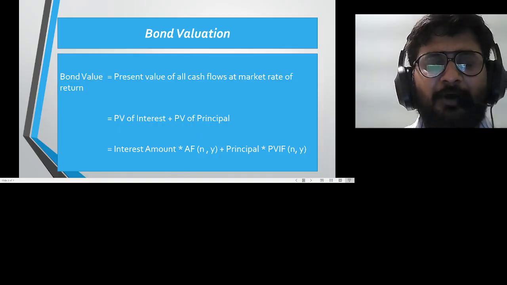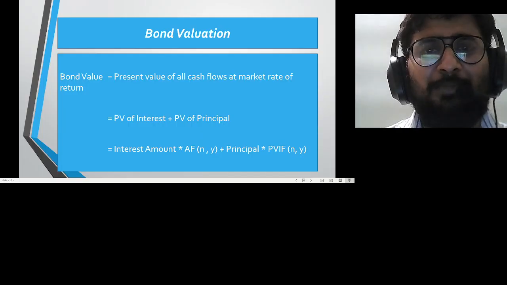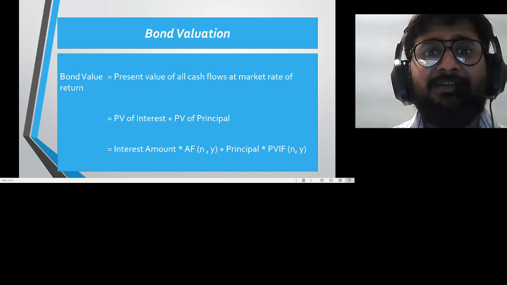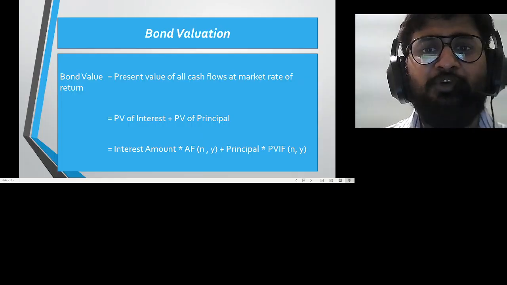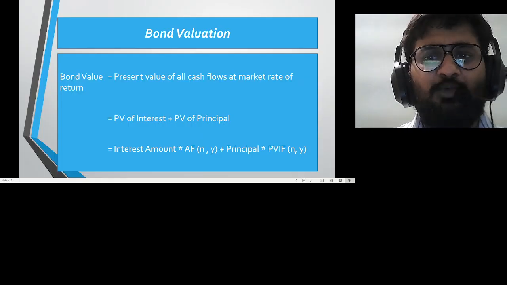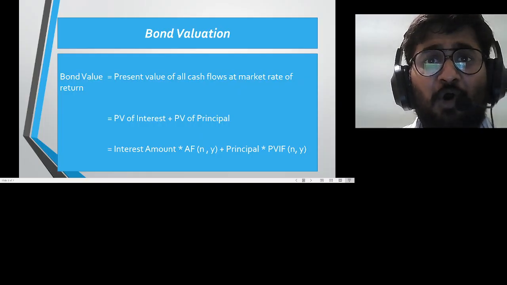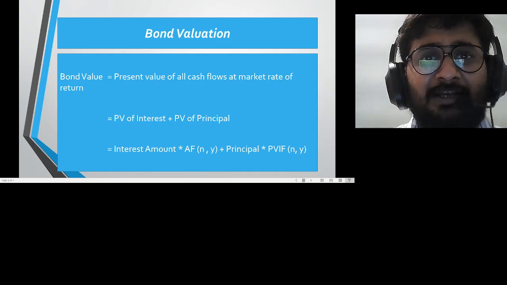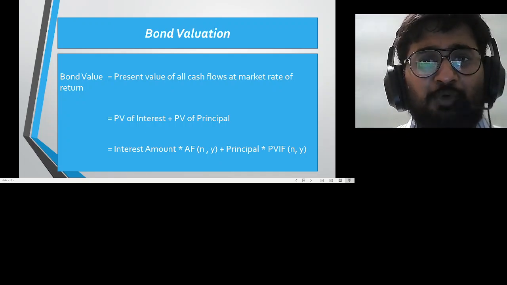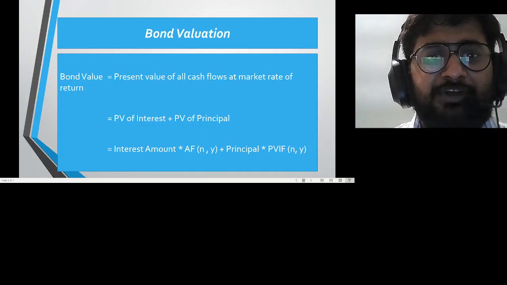Now, the topic of today's discussion: how to value a bond. Remember, the value of the bond, that is bond value, equals the present value of all future cash flows discounted at the market rate of return. So we have all future cash flows and we will always discount them at the market rate of return, never at the coupon rate, stated rate, or any other rate, always the market rate of return.